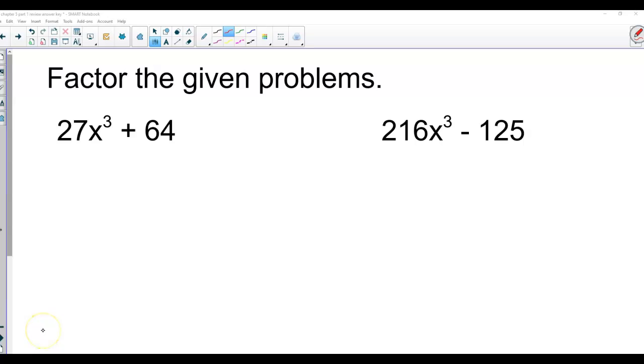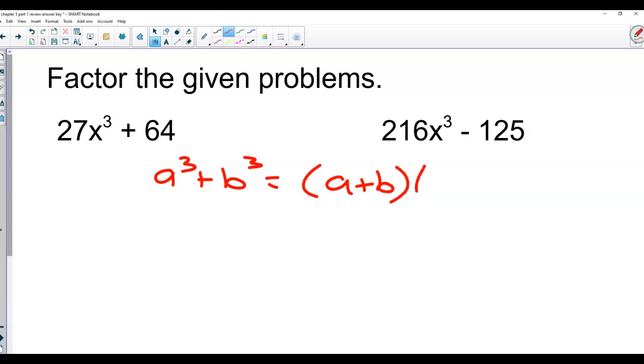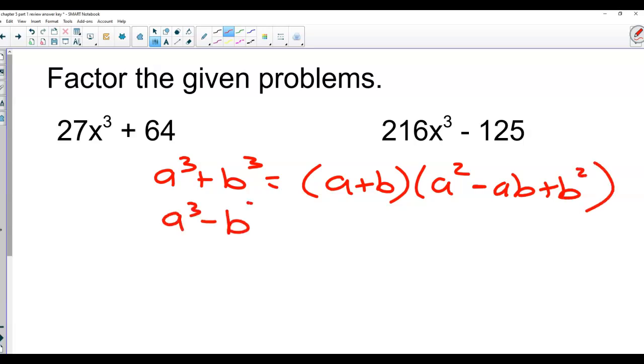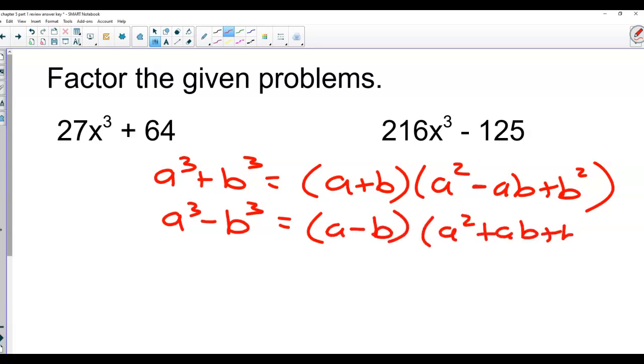The cubes problems. We are using these formulas. If it's a cubed plus b cubed, it's a plus b, a squared minus ab plus b squared. If it's a cubed minus b cubed, it's a minus b, a squared plus ab plus b squared. You need to know those formulas.